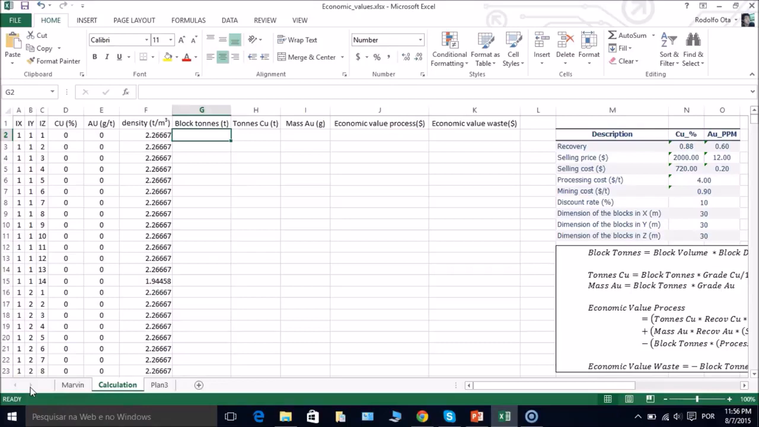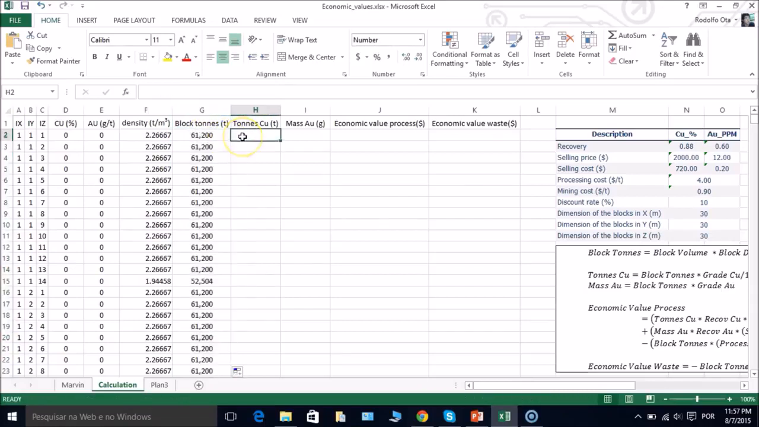This data is from the Marvin block model, and we're going to complete the economic value fields that are missing. So first, we need to complete the block tons. Then, the next step is to calculate the tons of copper present on each block, which is copper grade divided by 100 times the block tons. Then, you will do the same for gold in grams.